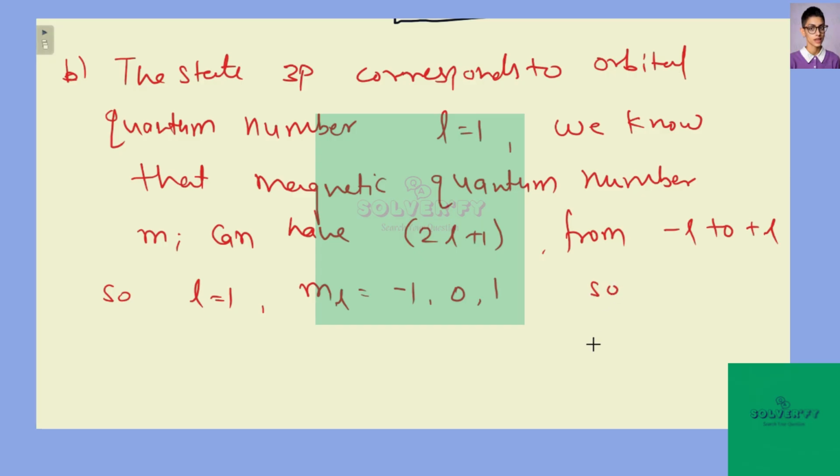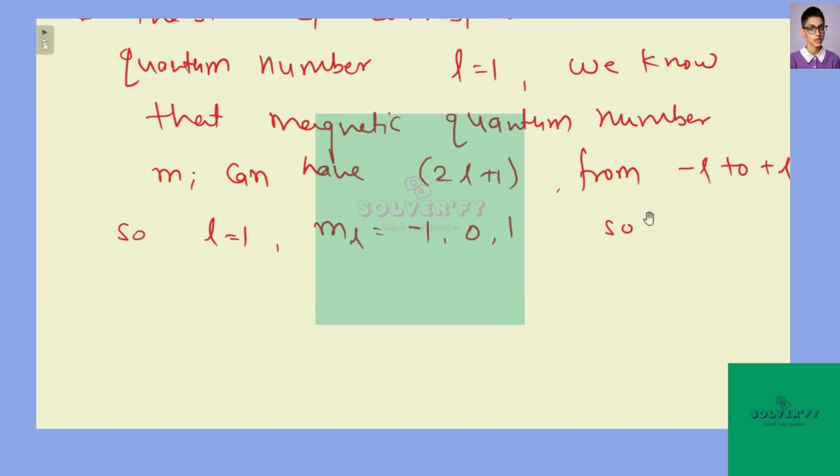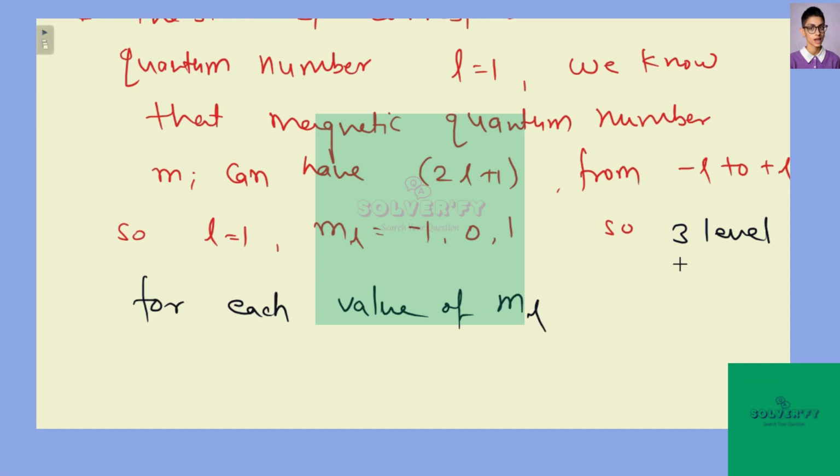So we can say that we have 3 levels, one for each value of ml, and this is our answer for this given question.